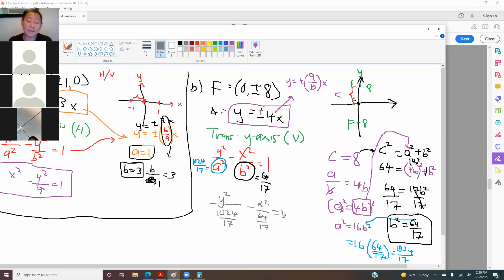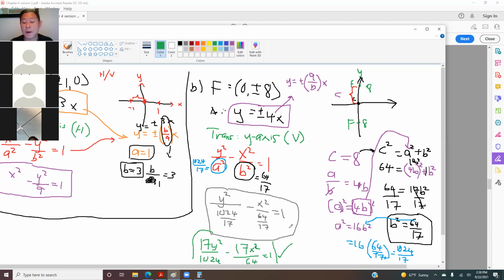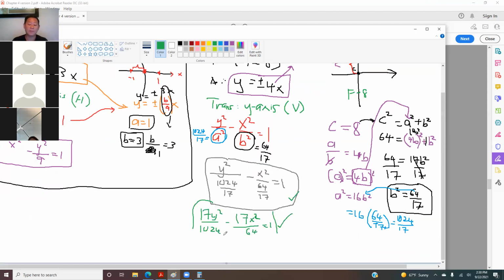You can leave your answer like this, or otherwise you can move the 17 to the top. So you become 17y squared over 1024 minus 17x squared over 64 equals 1. So this is also your answer here. No matter, I'm not picky. There are two answers here. You can write it in this one or this one, same thing in your test. I am not picky which one you write.